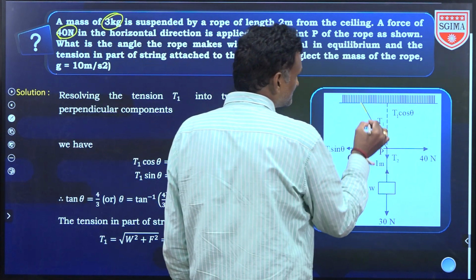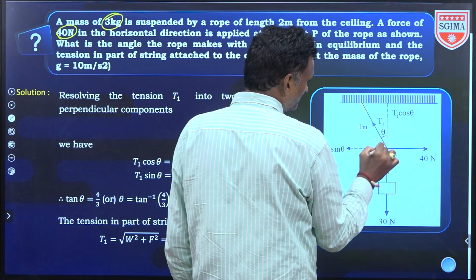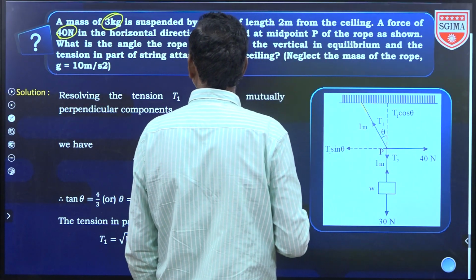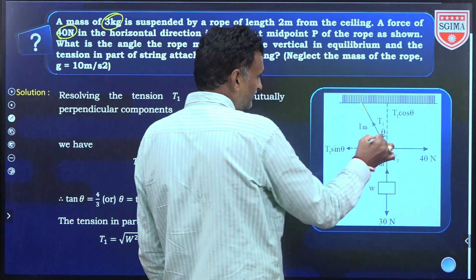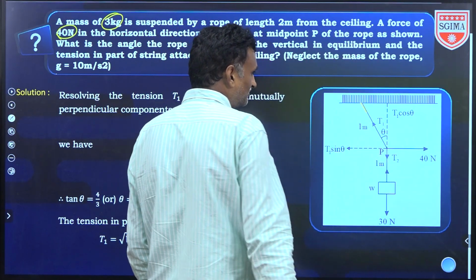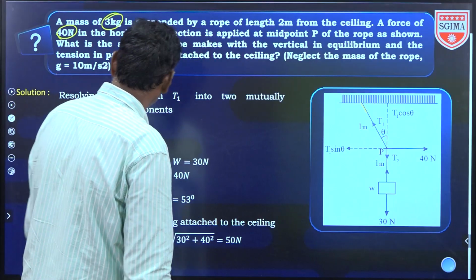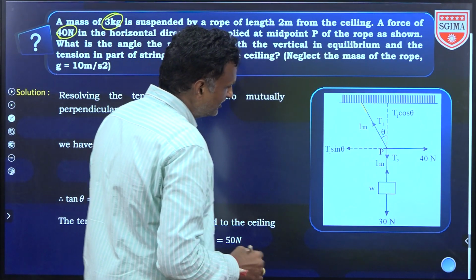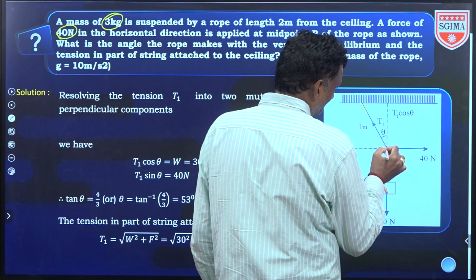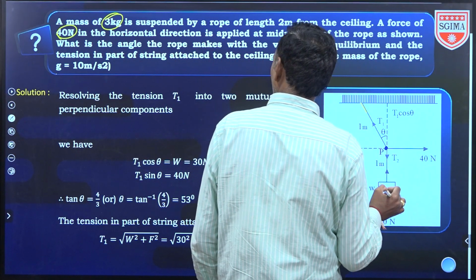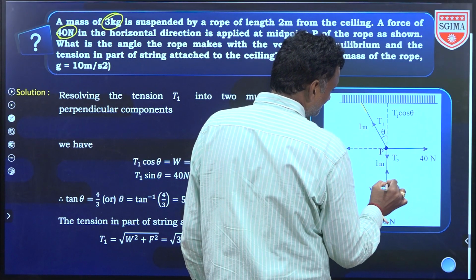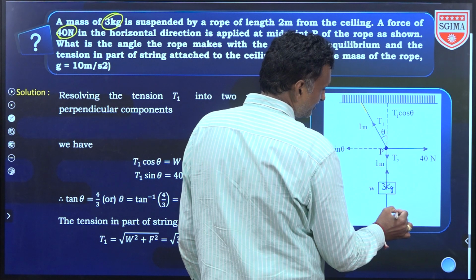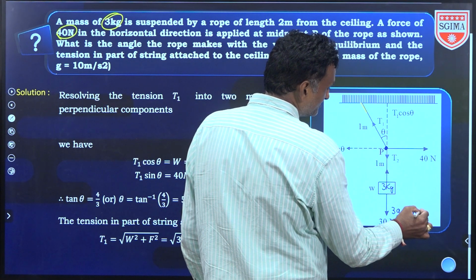Means at which angle with the vertical it will be in the equilibrium position, they are asking. And the tension in the part of the string attached to the ceiling. In this string, how much tension will be? They are asking. Okay, so let us go with the concept here. First, this is the point where they have applied force. But here, what is the mass of the block? 3 kg, beta. So 3 kg means a downward force acting, 3 into g, on the basis of mg.